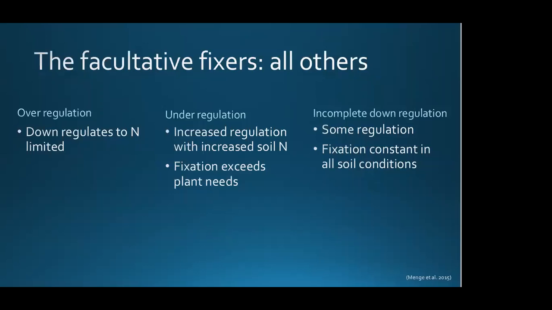Underregulation, where increased regulation occurs with increased soil nitrogen availability, but regulated to the point that fixed nitrogen is greater than the needs of the plant. And incomplete downregulation, in which there is some downregulation, but fixation rate will stay constant in all soil conditions. Overregulation was the only variation of facultative fixation found in my studies, so that's what I'll focus on here.